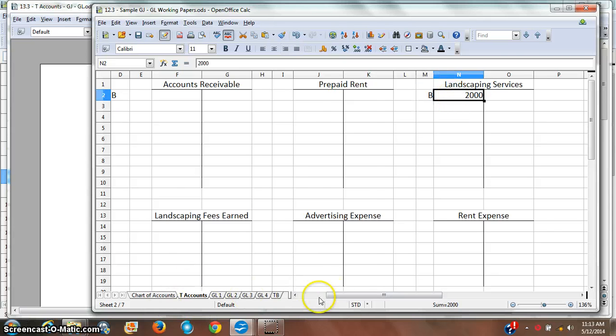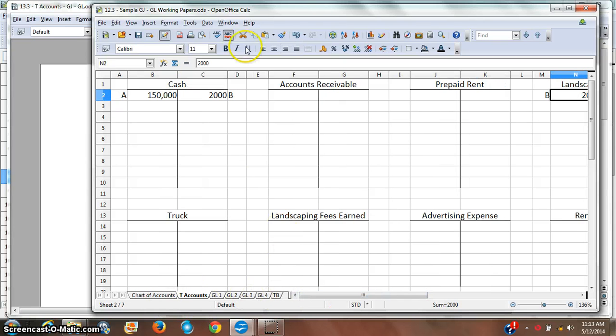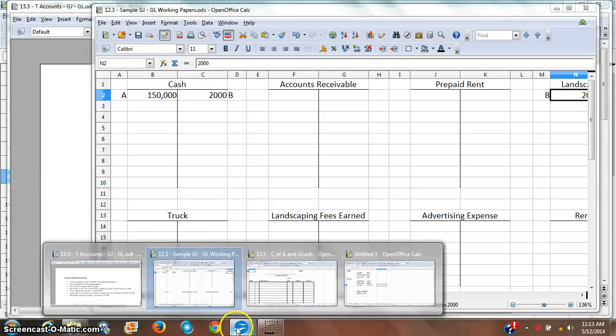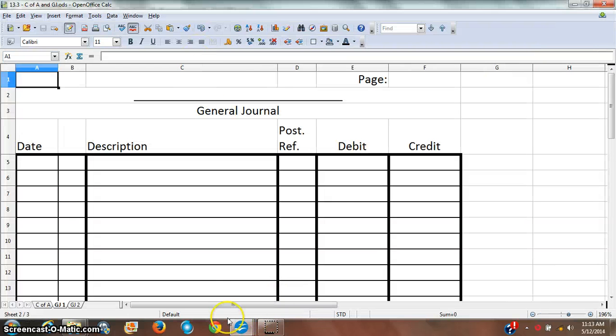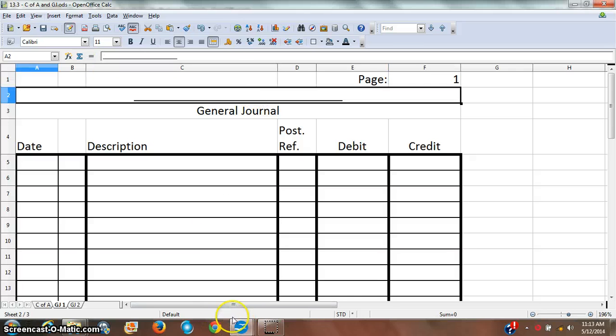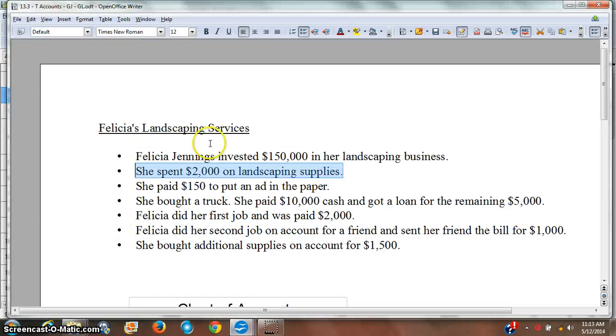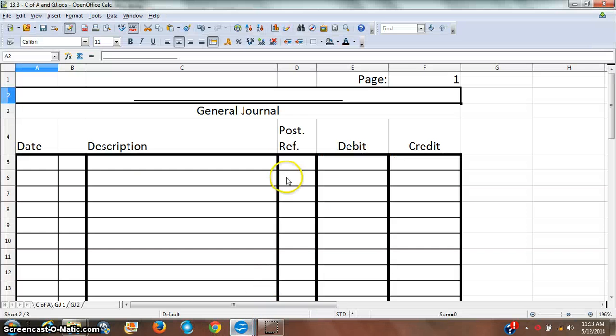So there's that transaction. And now I'm going to take these first two transactions and record them on the general journal. Now the general journal is formatted a little bit differently than T accounts. Let me get my heading. It's correct here. Felicia's Landscaping Services.